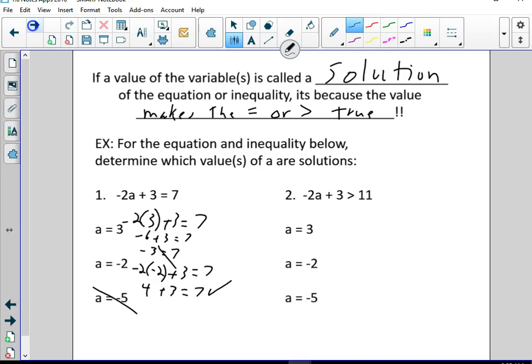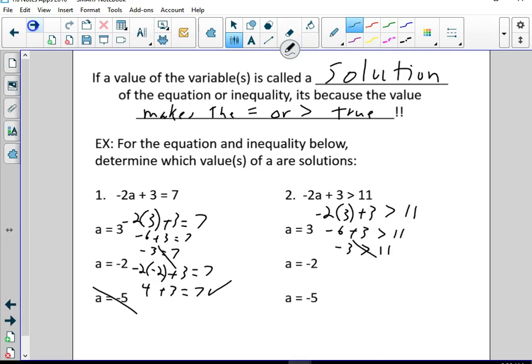Okay, on number 2, we do have to do more, maybe have to test all 3 of them. So, negative 2 times 3 plus 3 greater than 11. Negative 2 times 3 is negative 6, plus 3, greater than 11. Negative 3 is greater than 11. Is that true or false? That's false. So we just put a line through it saying they're not. It's not a true statement.